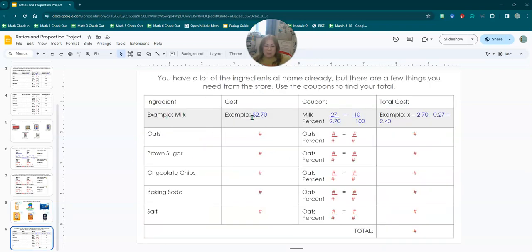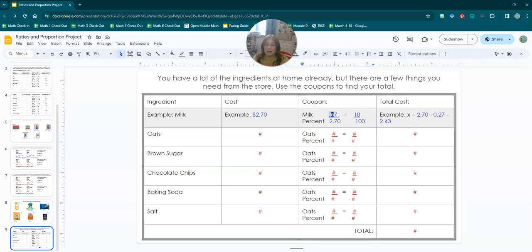So again, I bought milk. It cost $2.70, but there was a 10% coupon. So $2.70 and it was 10%. So remember, percents are always out of 100. So I found that I got 27 cents off. So 10% of $2.70 is 27 cents. Now off means we're taking that away. So if it was $2.70 and I'm saving 27 cents, my new total is $2.43 for that milk.